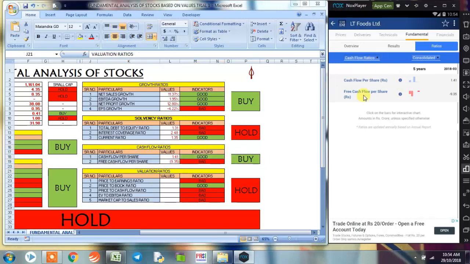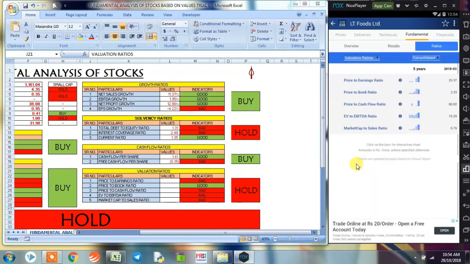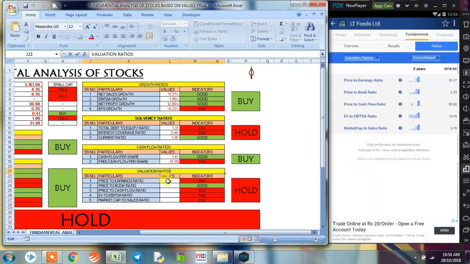Coming on to the valuation ratio. The first is price to earning ratio, which is 20.37. Price to book ratio is 2.33. Price to cash flow ratio is 60.82. EV to EBITDA ratio is 10.29 and market cap to sales ratio is 0.76. So overall valuation ratio has also given a signal to buy this stock at this point of time.